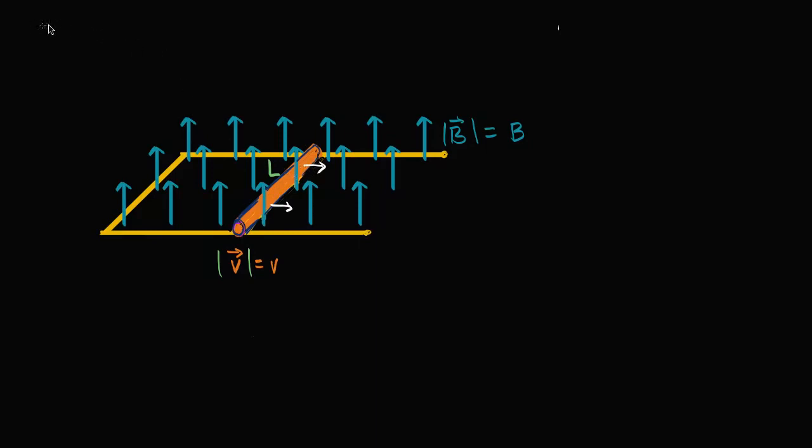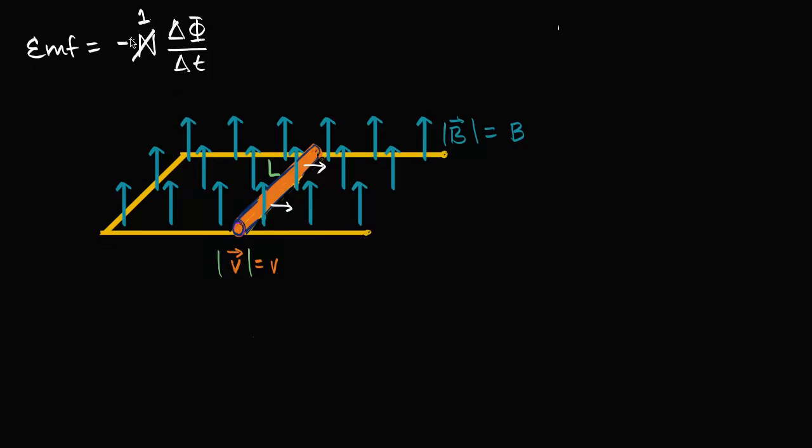So let's think about what that electromotive force that's going to be induced is going to be. And I'm just going to rewrite Faraday's law right over here. Faraday's law: negative N times our change in flux over change in time. Now the N is the number of loops we're talking about. So in this case, N is just going to be 1.